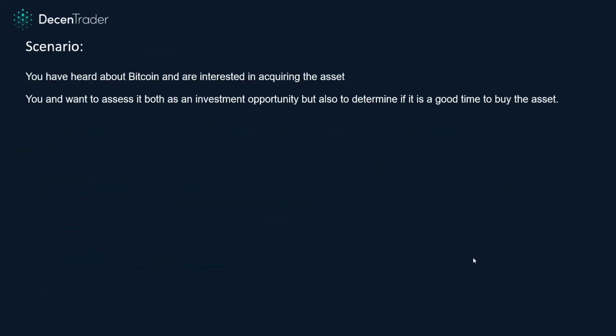So let's consider a scenario before we jump into the charts. Let's say that you've heard about Bitcoin and you're interested in acquiring this asset, so you want to buy it. So you want to assess it both as an investment opportunity, but you might also want to trade it as well. So without further ado, let's have a look at the charts themselves.